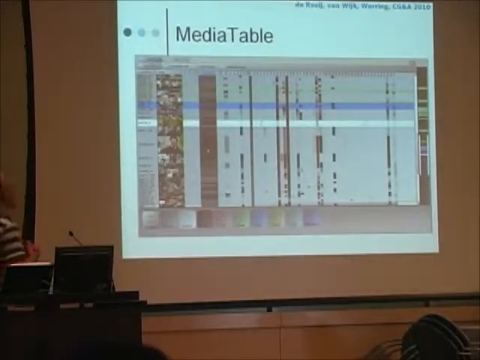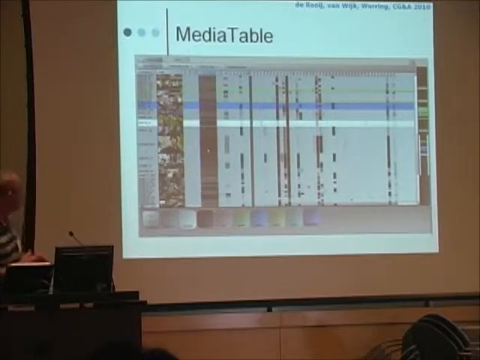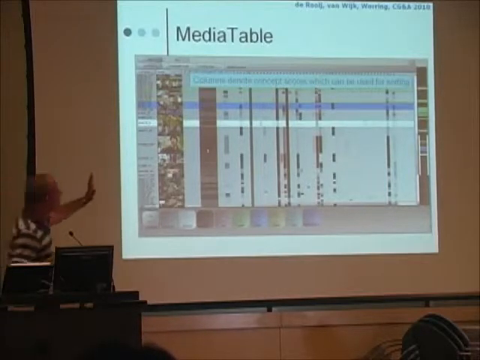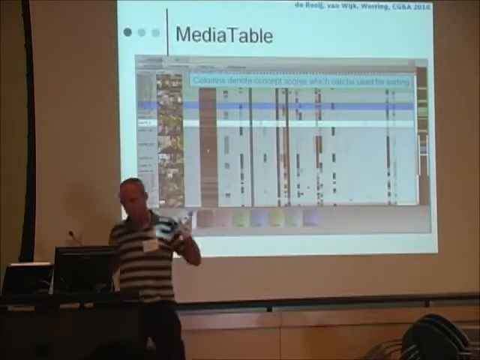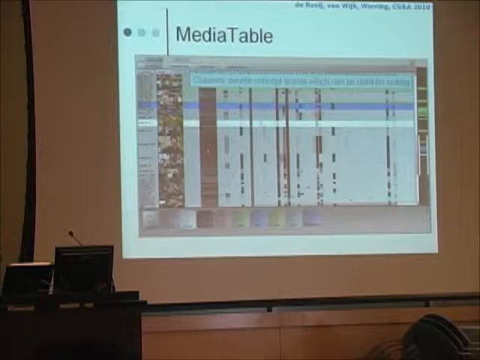And we developed an application for this task, which we call the media table. This is an old version we have of that one. And it has a number of elements. So what you see here are typically between 40, 60, up to 100 columns. And each column is a concept.